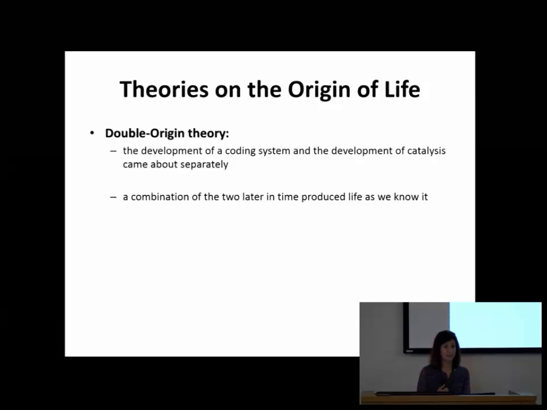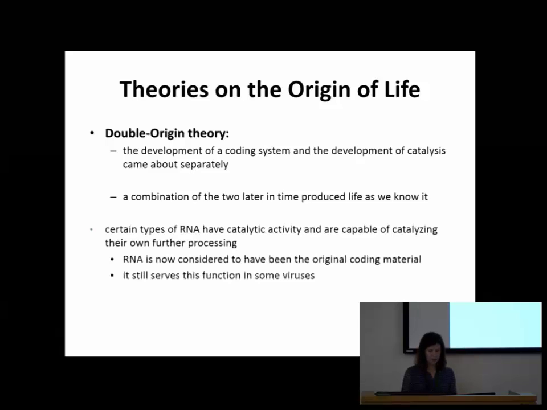So one theory says that information coding and catalysis develop separately and then converge to form life. To support this, they found that certain types of RNA have both catalytic and information-encoding properties. And really what supports this is that there's RNA-based viruses. So that does help that.